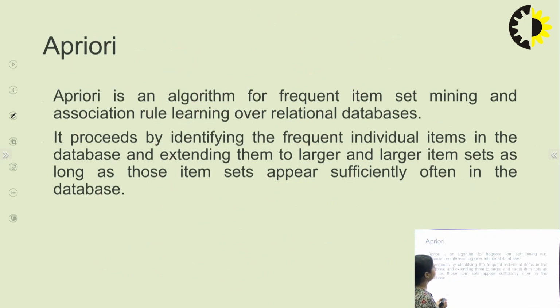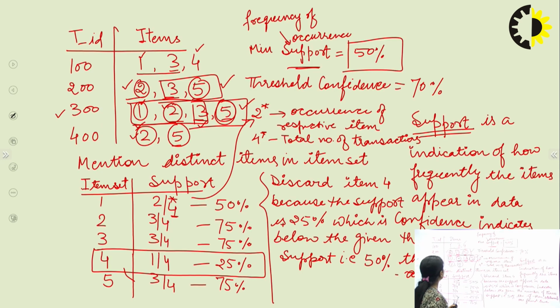The Apriori algorithm is what we are using to identify the frequent item sets. Suppose a data set is given to us in which we have some transaction IDs and the item sets which were purchased in those transactions. Firstly, we list all the distinct items in the item set. How many total items are there? 1, 2, 3, 4, 5. So we have written each individual item, whatever is given.